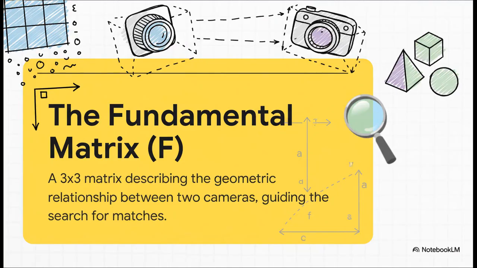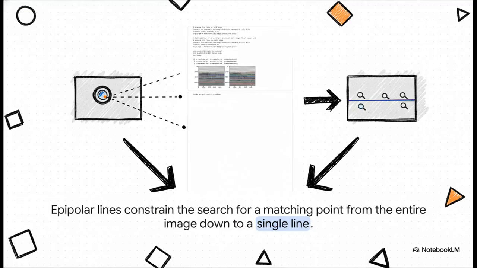This is where a truly brilliant piece of math called the fundamental matrix comes into play. Just think of it like a cheat sheet for the computer. It's this small 3x3 grid of numbers that perfectly spells out the entire geometric relationship between the two cameras, no matter how they're angled. And this is what that cheat sheet actually does.